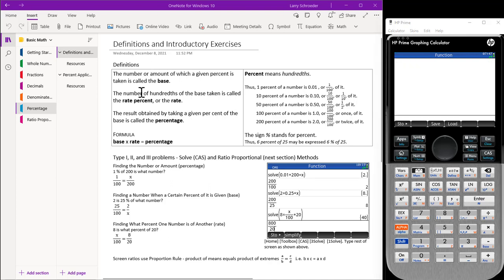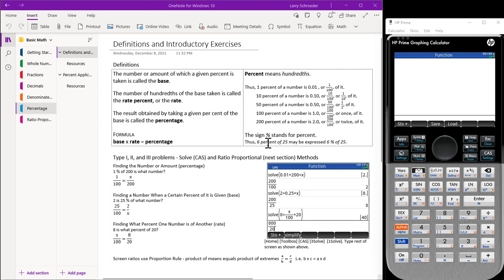Here we have the initial definitions for base, rate, and percentage, and the formula base times rate is equal to percentage. Since we are using our calculator, it's nice to know these relationships between percent, decimals, fractions and reduced fractions. When we're talking about 10% of a number, 0.10 or 10 over 100 or 1 over 10, 50% of a number, 0.50, 50 over 100 or 1 half, 100% of a number, 1 or 100 over 100, or 200% of a number, 2 or 200 over 100 or twice the number.